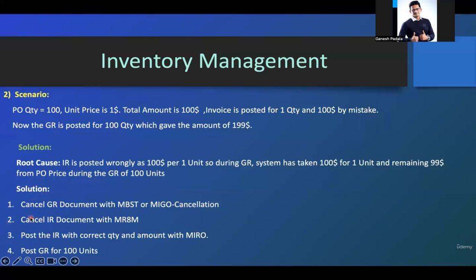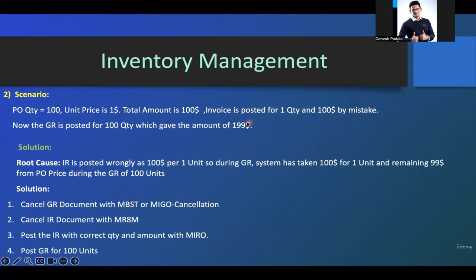First, what you have to do, carefully, is cancel the GR document, the MIGO cancellation. If you cancel this GR document, this $199 will be nullified. So first we have cleared this GR, and the GR quantity has become 0 and the GR amount has become 0. Multiple times in support projects, we used to get cases where the user by mistake cancelled the invoice first. Then it is very difficult to manage the overall steps. So you have to follow the sequence properly.